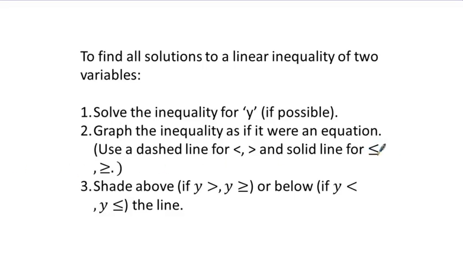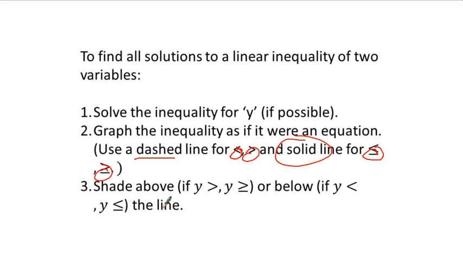So if your inequality has an equals to, then you should graph your line as a solid line to show that it's being included with our solution set. And if there's no equals to, like we see here, we use a dashed line to show that the line is not part of the solution set. That way it stands apart from it.